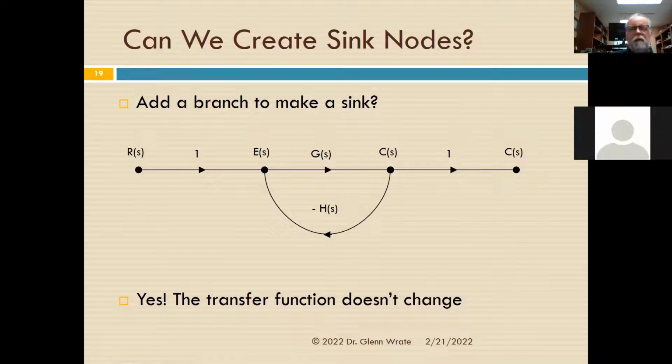So with that C of S coming back to E of S, what is that considered? That's a feedback path. If this gain was 1, then that would be C of S here. But since the gain is H of S with a minus sign, you take C of S times H of S and you get E of S.